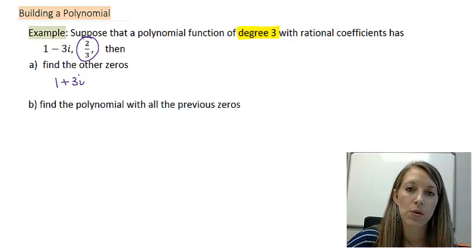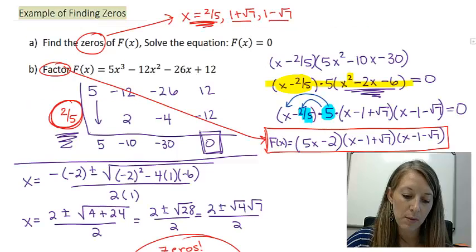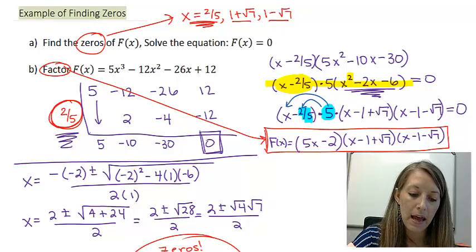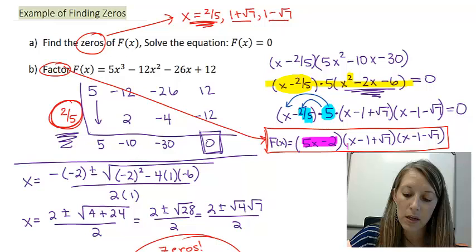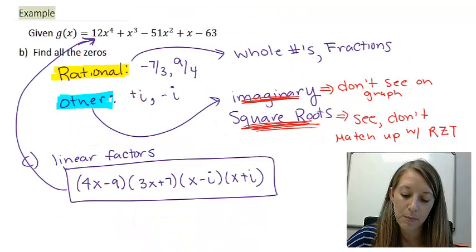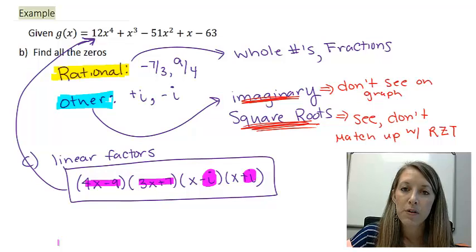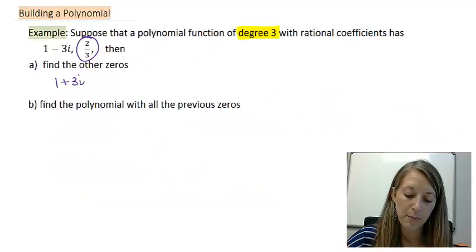Remember that rational zeros, meaning fractions or whole numbers, don't come in pairs. And we can see this in the examples that we worked at the very first part of this section. In our first example, we had a rational one, and then we had roots. Notice our roots came in pairs, but our rational one did not. In our second example, notice our i's came in pairs, but our fractions did not. So we've seen this before, you just probably weren't thinking about it at that time. Okay, back to this example now.